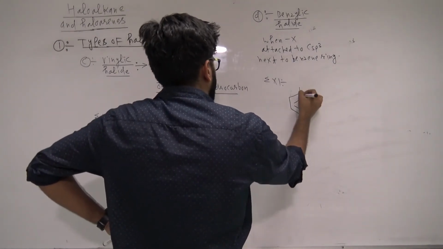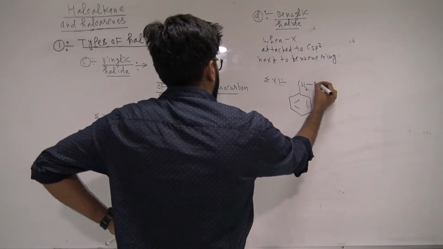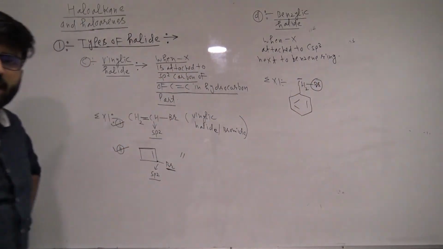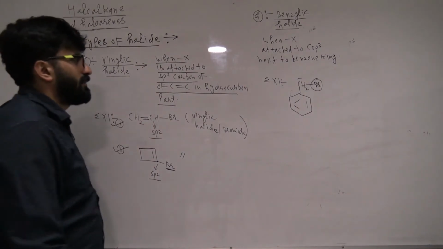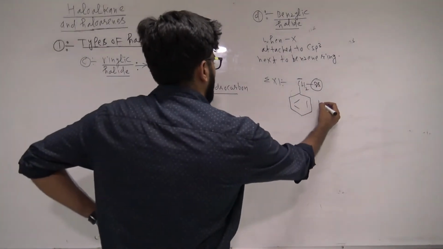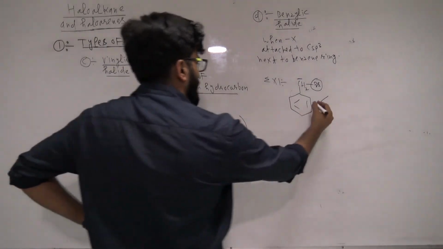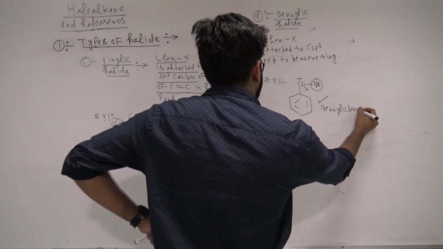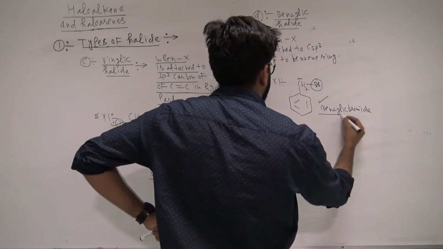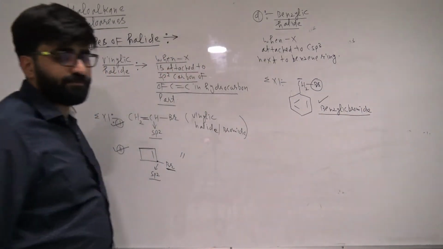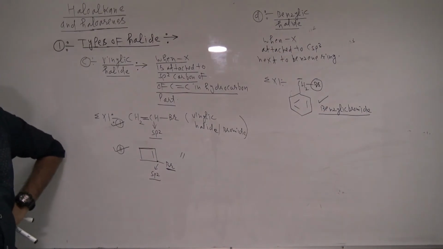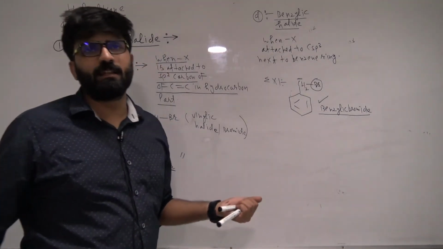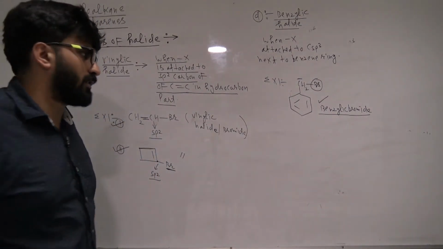So I hope you can see easily where the halogen is attached. The halogen is attached to this carbon, and this carbon is next to the benzene ring. These kinds of halides are called benzylic halides, and its common name is also very famous, benzylic bromide. Understood, my dear students? These things are very easy. You can easily solve them.